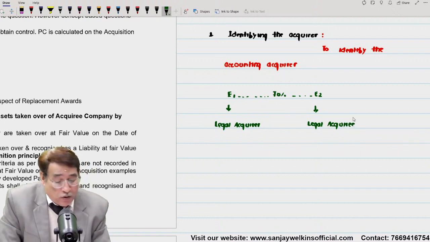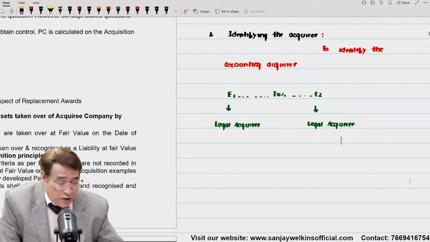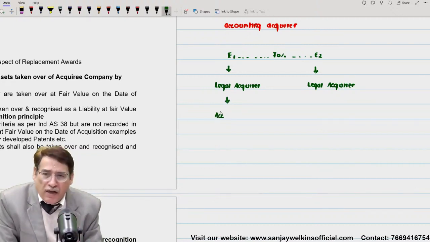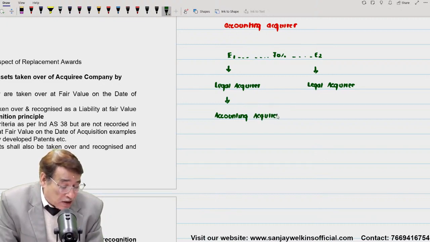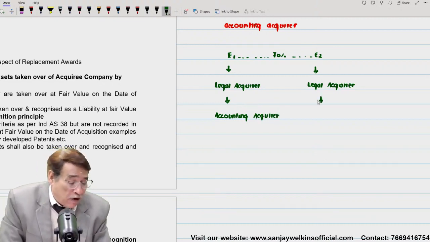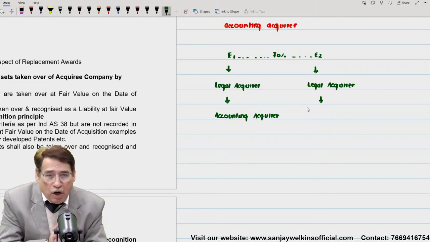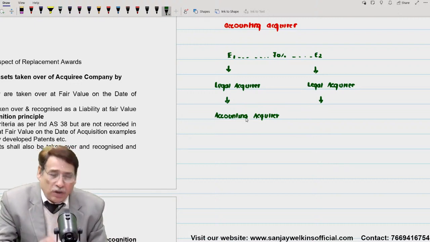However, this particular step says that we have to identify the accounting acquirer. Try to understand. 99.99% of the time, the legal acquirer itself will be the accounting acquirer. First of all, you need not worry about this particular point. The legal acquiree will not generally be considered as the accounting acquirer, because accounting will be done in the books of the acquirer entity, and generally the legal acquirer is also the accounting acquirer.